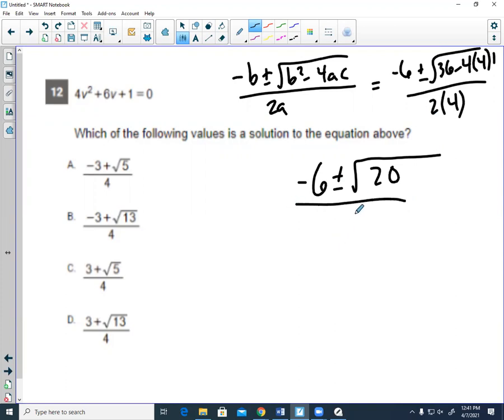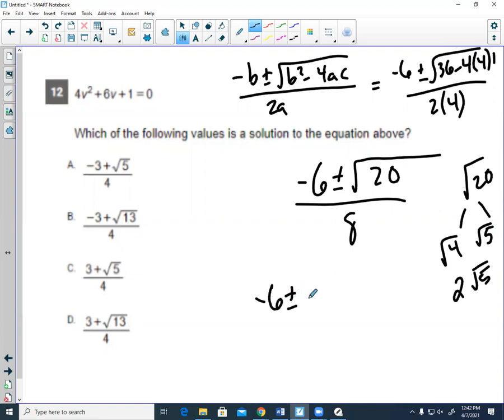All over 2 times A, which gave me 8. So now this is a question that was kind of a lot, but it really isn't that challenging, in all honesty. Because it's all stuff that you should know how to do. This is stuff that I would put on a test and I would have no issue asking you any of these questions at all. So this is something where we have to break down the square root of 20 as the square root of 4 and the square root of 5, which would be 2 square roots of 5. And again, that's a question that I've asked you before. You've seen this, you've done this. So now it turns into -6 plus or minus 2 square roots of 5 all over 8.